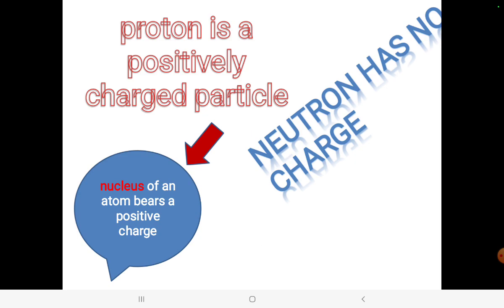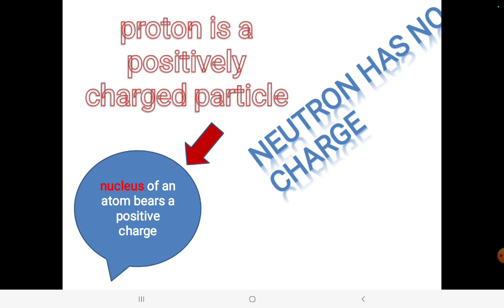Next one. Yes. If you look into the nucleus, we find that the proton is a positively charged particle. Yes, the proton is a positively charged particle. Similarly, the neutron has no charge. And in the same way, the nucleus of an atom bears a positive charge. Already we can conclude this from these points.